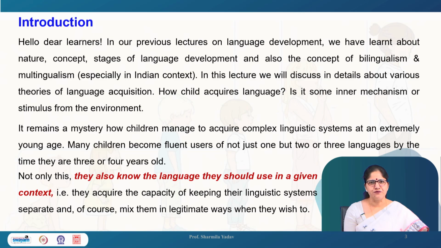Many children become fluent users of not just one but 2 or 3 languages by the time they are 3 or 4 years old. Not only this, they also know the language they should use in a given context. That is, they acquire the capacity of keeping their linguistic systems separate and of course mix them in legitimate ways when they wish to.